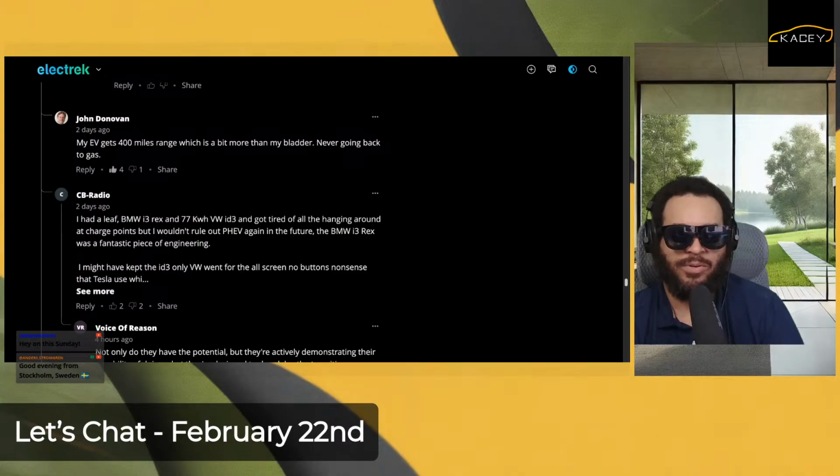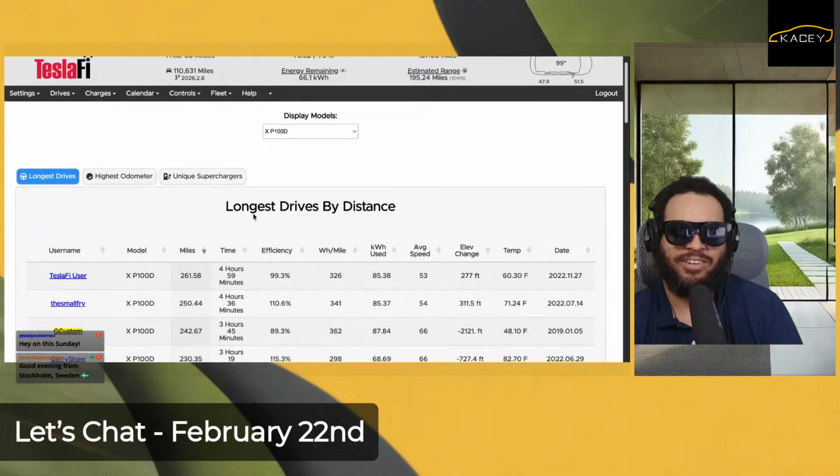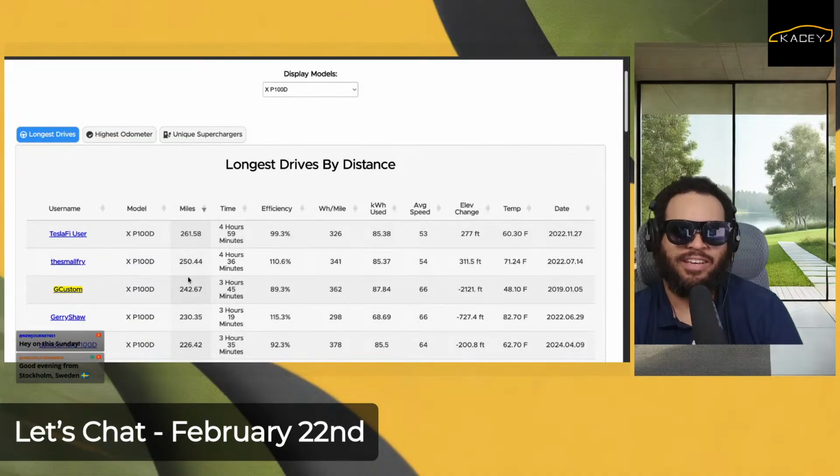Oh, I am top 3 for longest drives. Look at that. Longest drives on the P100D. That also answers my question, how long I've gone in between charges. Specifically, I drove for 3 hours and 43 minutes, or 45 minutes, sorry. I had an elevation drop of 2,121 feet at 48 degrees Fahrenheit, on date 2019, January 5th.